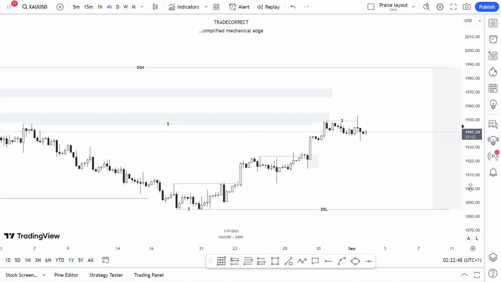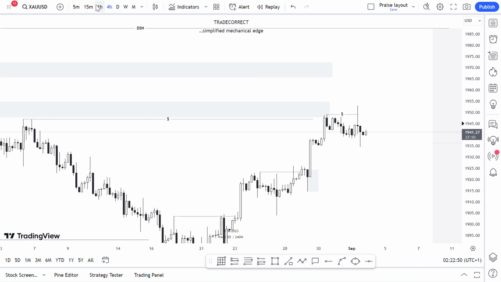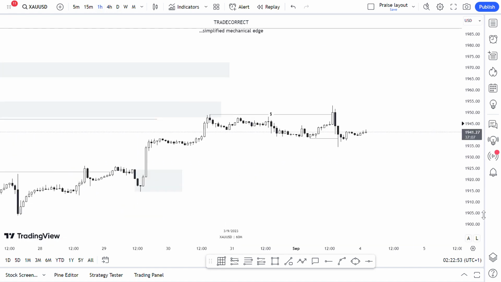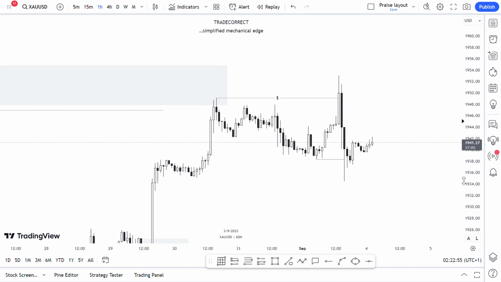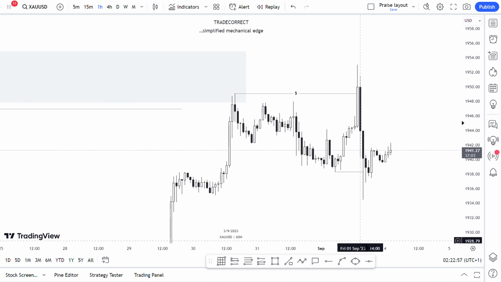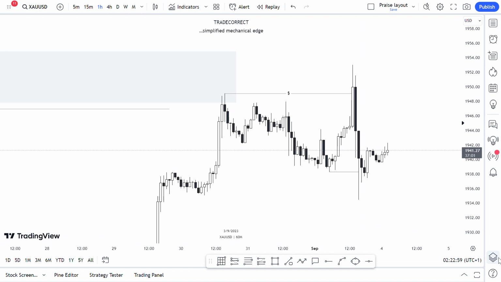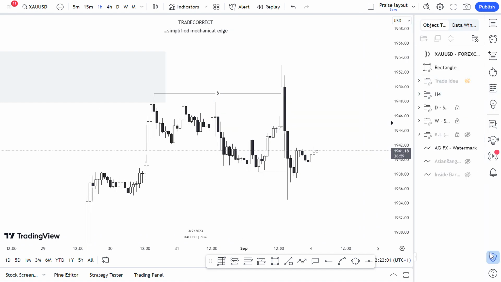Alright, so what do I see at the moment? On the 1-hour chart, I hope I'm not too fast. On the 1-hour chart, you can clearly see, let me see the markets on the 1-hour chart on gold.